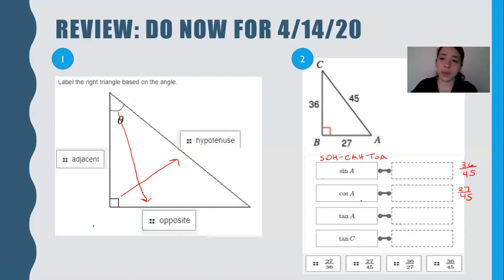Next is our tangent of A. So again, I still look at A, and then this time I focus on the opposite and adjacent sides. So what's opposite of A? And this one, what's adjacent, meaning what's touching it, but it's not the hypotenuse. So that would be the 27. And then last but not least, tangent of C. So again, we look at opposite. So what's opposite?